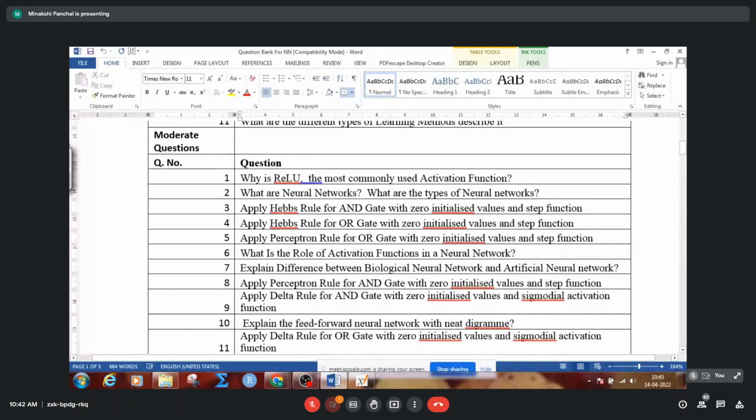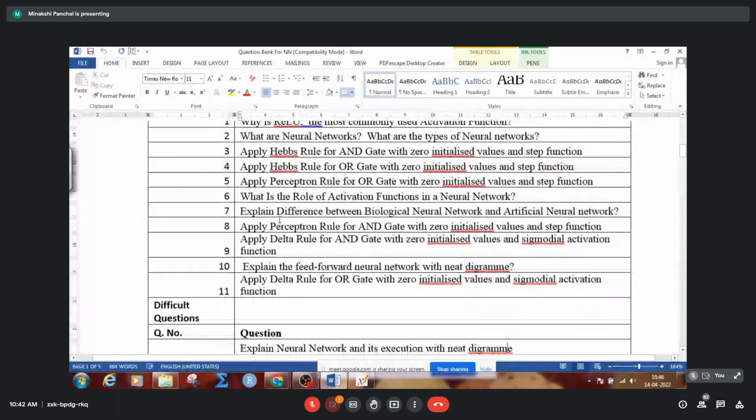Okay. So Hebb, perceptron. Then, what is the role of activation function in neural network? Again a similar question. Activation function is one of the important points. What is the role of activation function, and describe some of the activation functions. Explain the difference between biological neuron and artificial neural network. According to whether it is for 4 marks or 5 marks, your answer should change a little. For a 5 marks question, an additional point should be there.